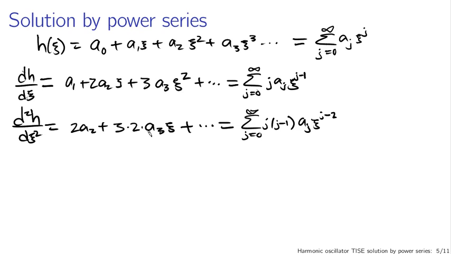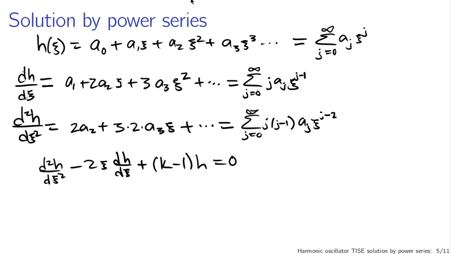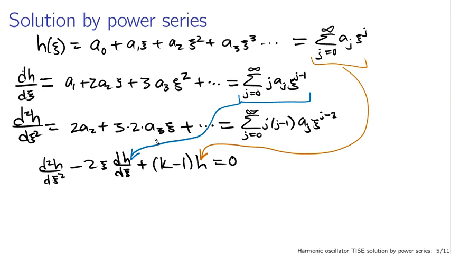So, into our differential equation, we are going to have to substitute these things, these sums. Our differential equation was d squared h dxc squared minus 2c dh dxc plus capital K minus 1 h. And that was all equal to 0. So, easy terms first. This is going to be substituted in for h. The power series for the derivative of h is going to be substituted in for the derivative. And the power series for the second derivative is going to be substituted in for the second derivative.